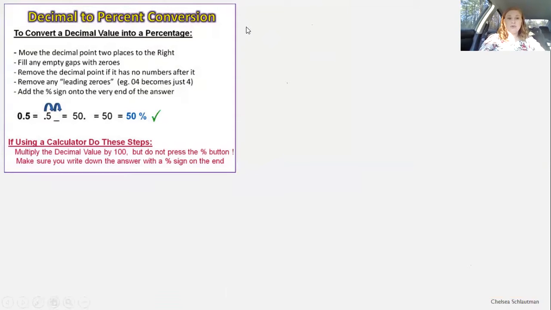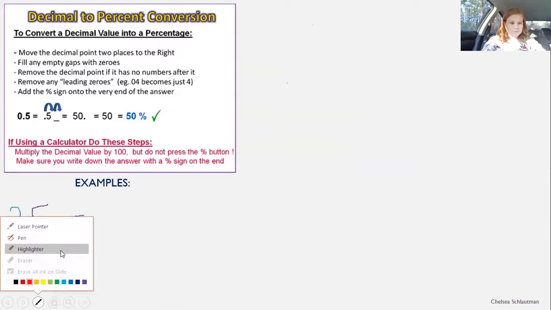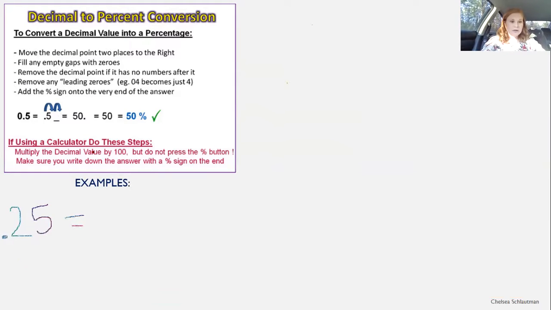To convert a decimal to a percent, we're basically just going to be moving that decimal 2 places to the right, and we'll fill in any gaps with a 0. So I have a few examples here for you, and excuse my writing on this. I am not very good at it. I'm going to get me a little pen here. So I have an example of 0.25. We're going to move that decimal place 2 spaces to the right. So that would give us 25%.